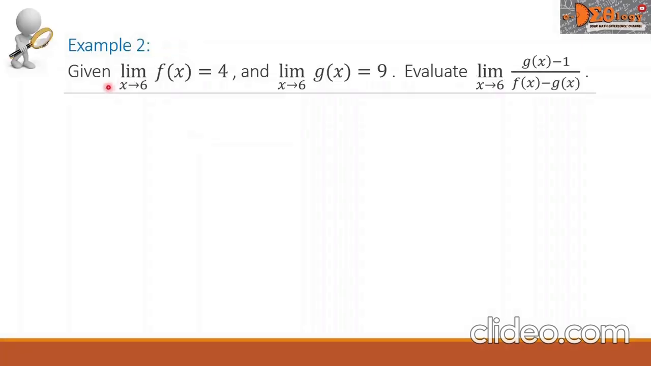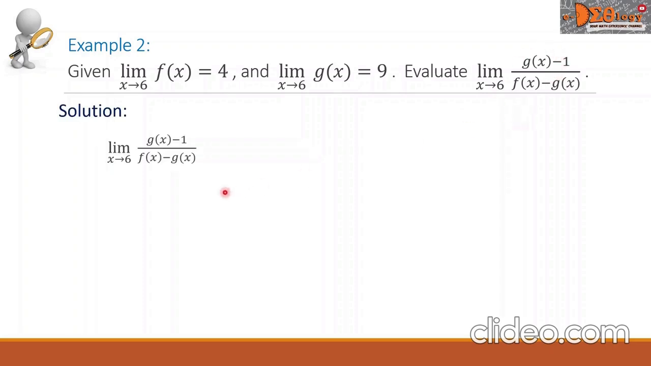Example 2. Given the limit of f of x as x approaches 6 equals 4, and the limit of the function g of x as x approaches 6 equals 9. Let us evaluate the limit of this rational function g of x minus 1 all over f of x minus g of x as x approaches 6.